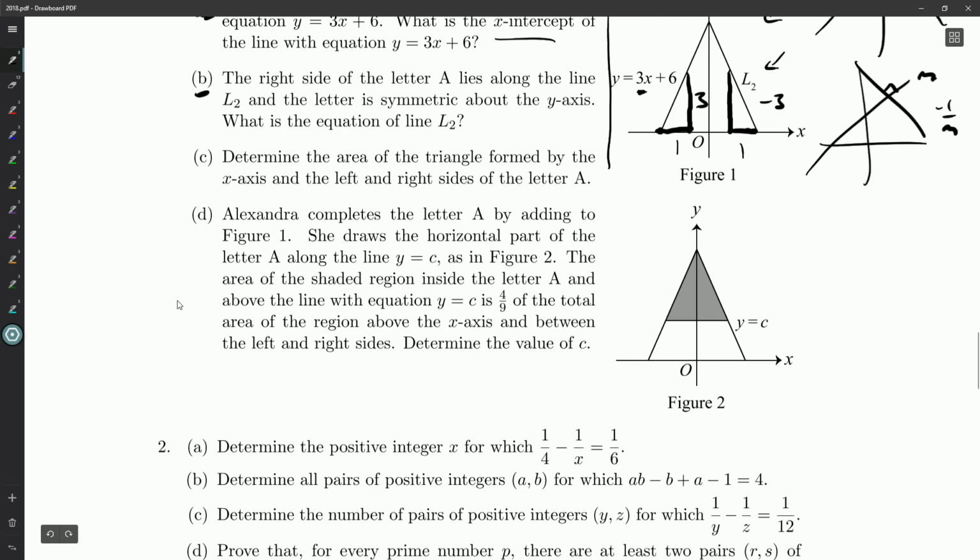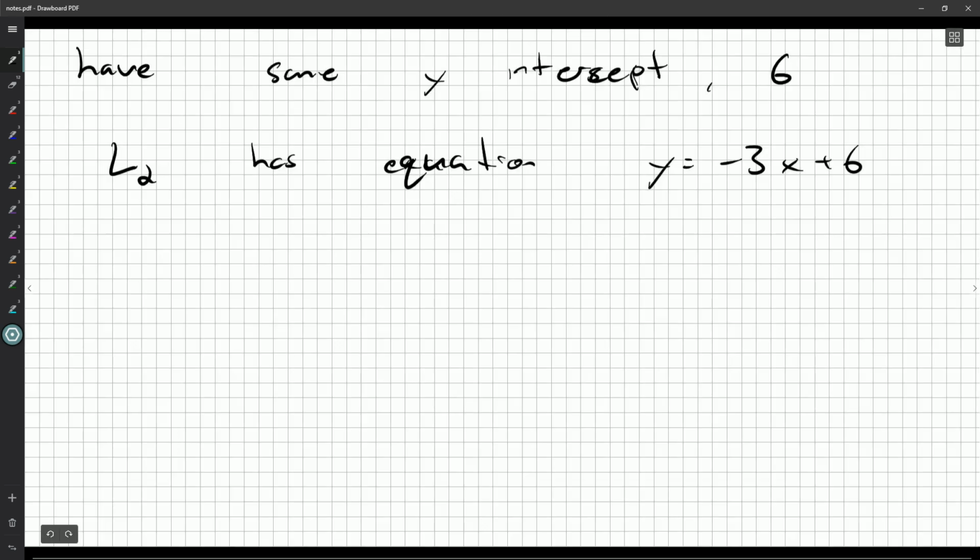C, what do we got for C? Determine the area of the triangle formed by the x-axis and the left and right sides of the letter A. So basically we want the area in here. Okay, well, just do base times height, or 1/2 base times height. So L2 has x-intercept.